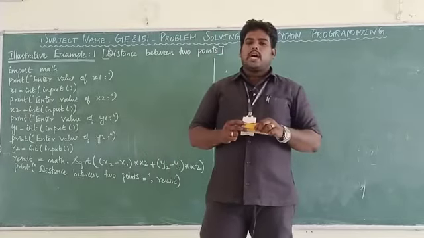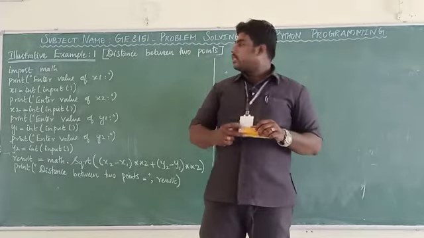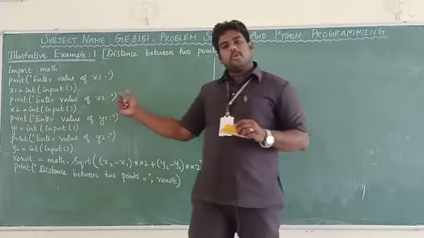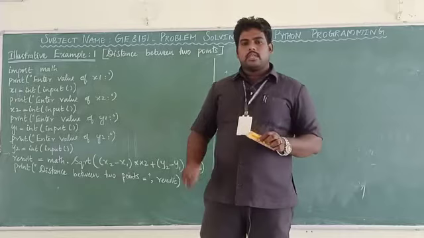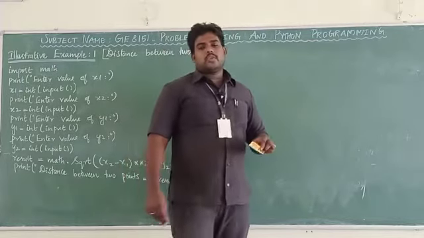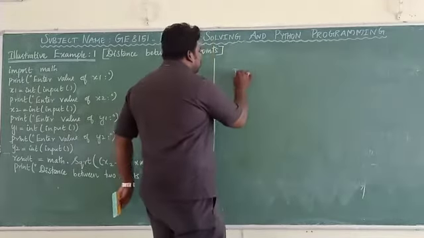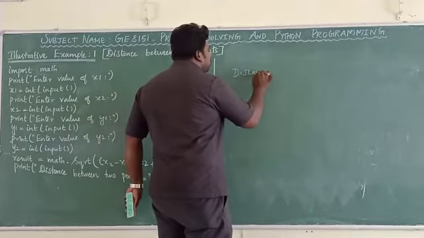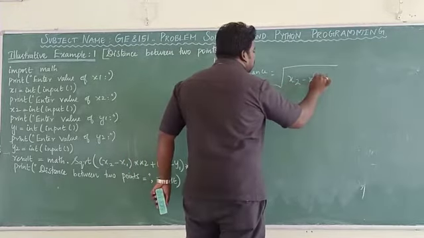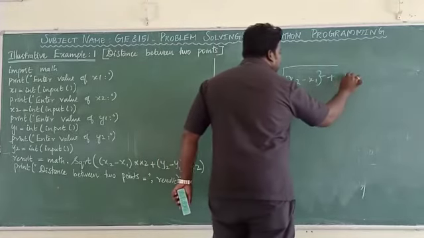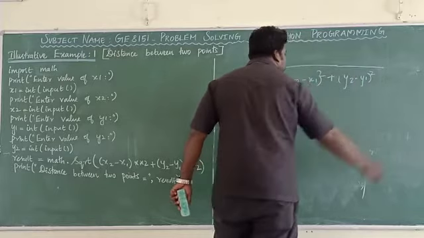In this video, I am going to teach about one of the illustrative examples present in the second unit. The illustrative example is distance between 2 points. You are going to calculate the distance between 2 points. There is a mathematical formula to calculate the distance between 2 points, right? What's the formula? Distance between 2 points equals root of (x2 minus x1) the whole square plus (y2 minus y1) the whole square.